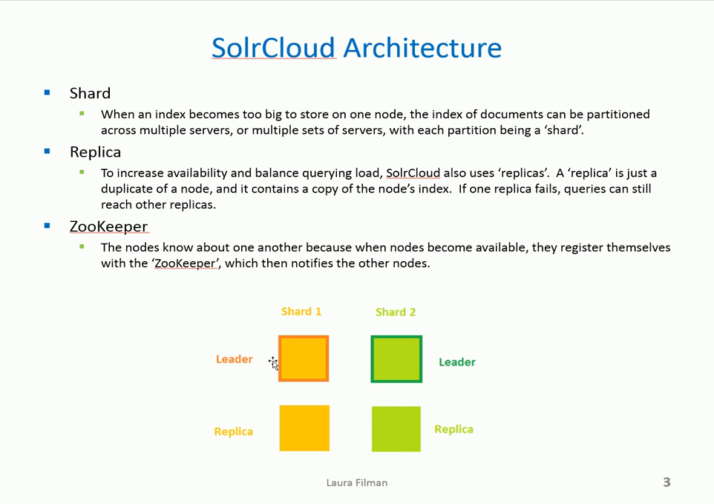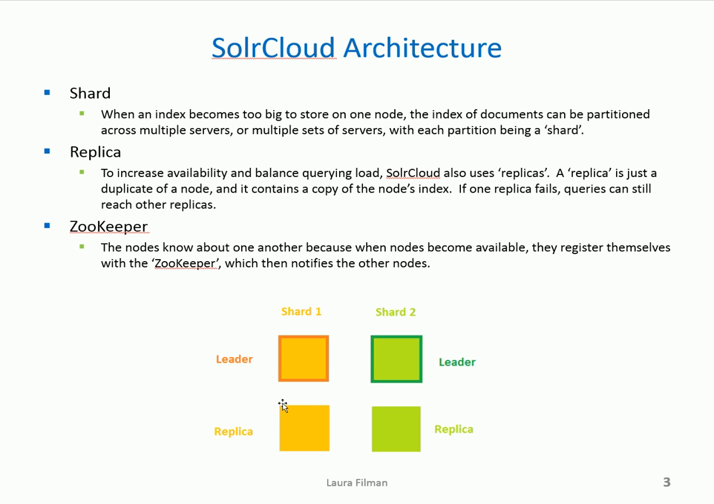And you can shard and replicate as much as you need for your searching needs. So how do the nodes know about each other? The nodes know about each other through this notion of a zookeeper. So when a node becomes available, it'll register itself with the zookeeper, and then the zookeeper will notify the other nodes of the existence of this node.